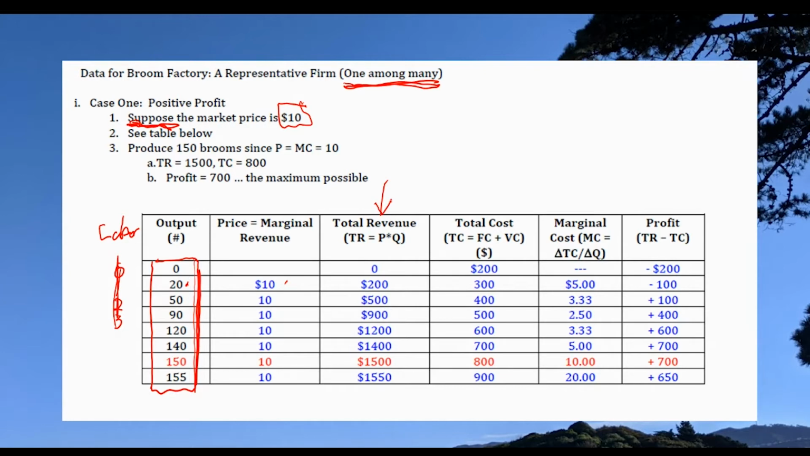Total revenue, next column, is just found by taking price times quantity. So we've got the price right here, we've got the quantity right here, and we multiply these two together to get 0, 200, 500, 900, and so forth.